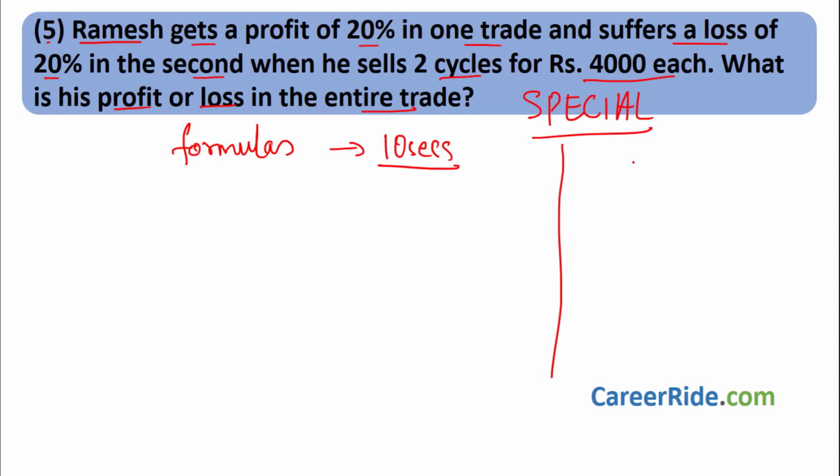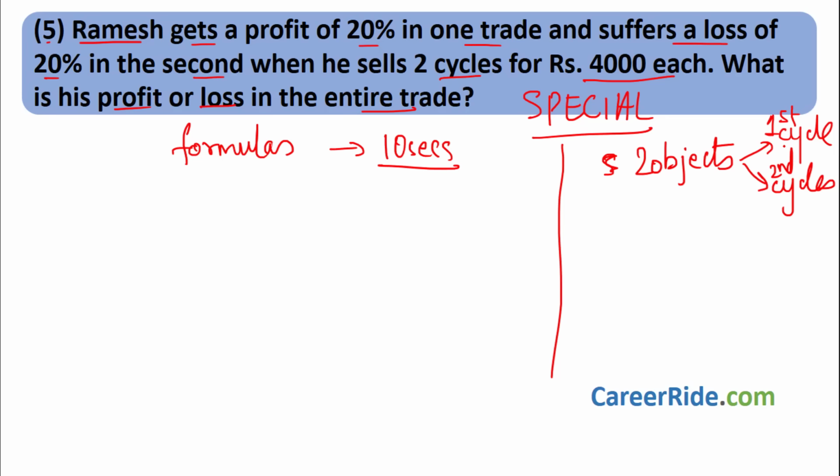Now look at the right hand side. Over here there are 2 objects, right? There are 2 trades, right? One trade, and that means 2 objects. What are the 2 objects? There is one cycle and there is other cycle. They have given that there are 2 cycles. That means there is one cycle over here. This is the second cycle over here, right? This is the first cycle, second cycle. So there are 2 objects.